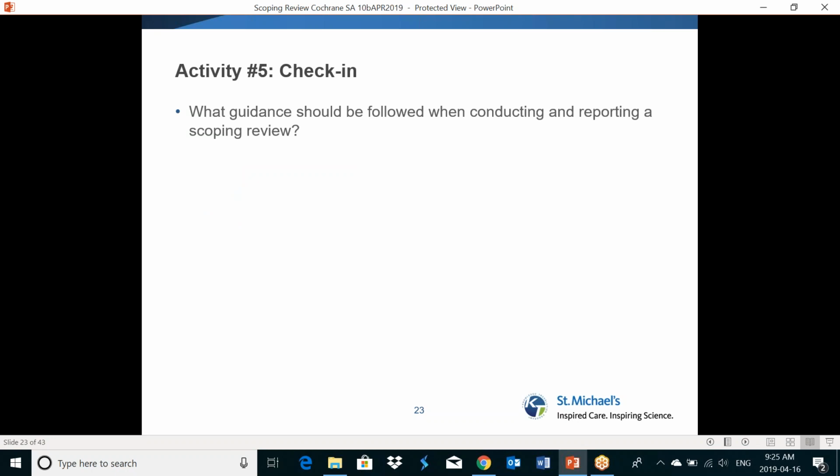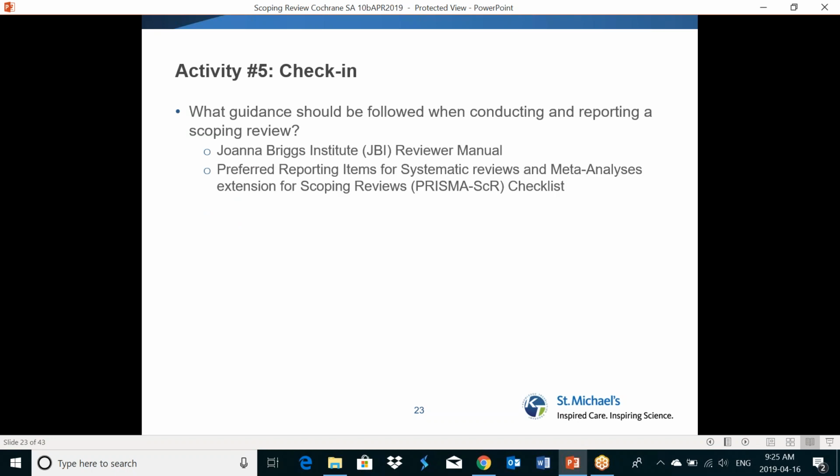So just a quick check-in. When you're conducting and reporting a scoping review, should you be using the Joanna Briggs manual, and you should also be using the PRISMA scoping review checklist. So when we're doing a systematic review, we would often be using the Cochrane Handbook, the whole handbook on doing a systematic review, and we would report it using the PRISMA statement. But if we're doing a scoping review, we would use the Joanna Briggs manual, and we would use the PRISMA scoping review extension checklist for reporting it.